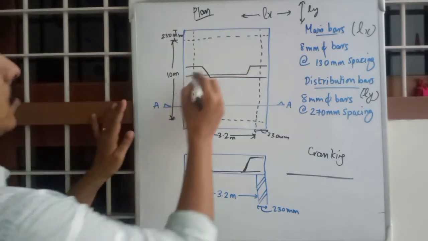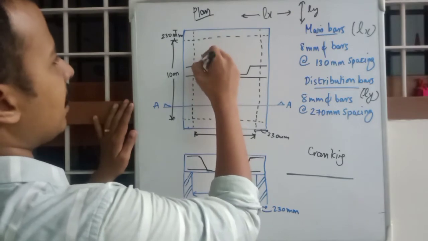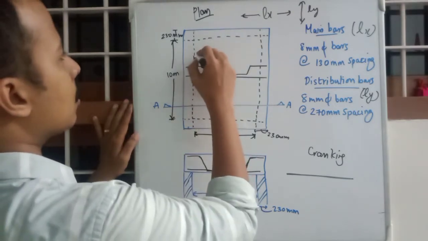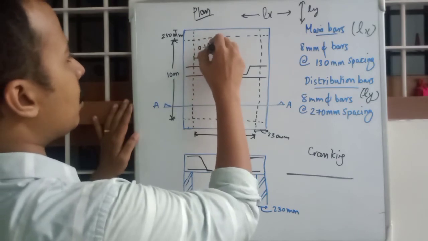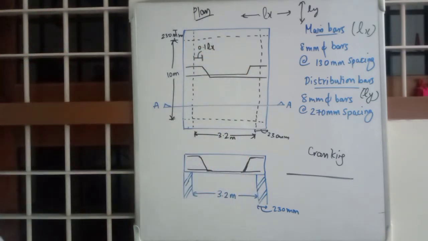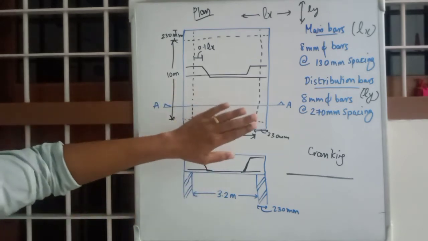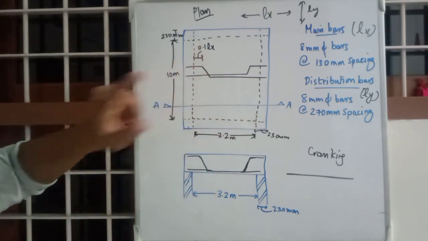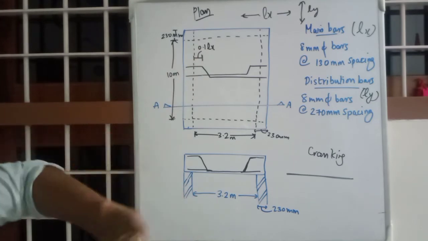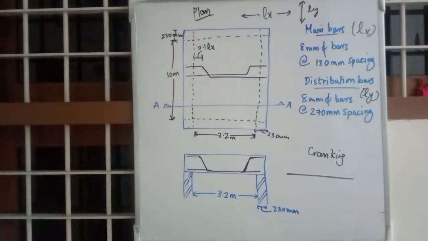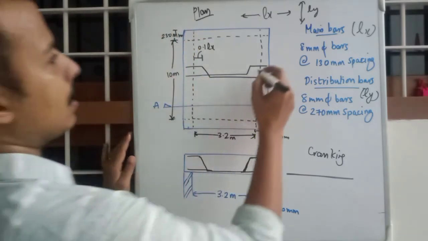Okay, and this distance where we should start this cranking is 0.1 Lx. The Lx is 3.2 meters. 10% of that length will be taken into account as Lx. You don't need to calculate and scale or anything. You just need to mark that value.